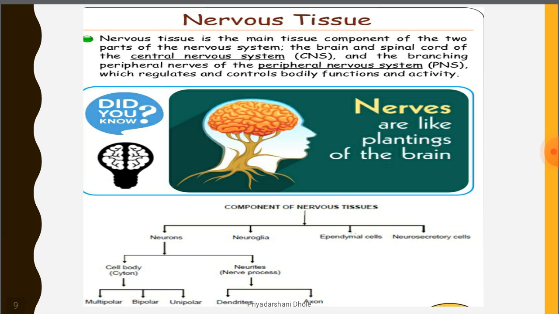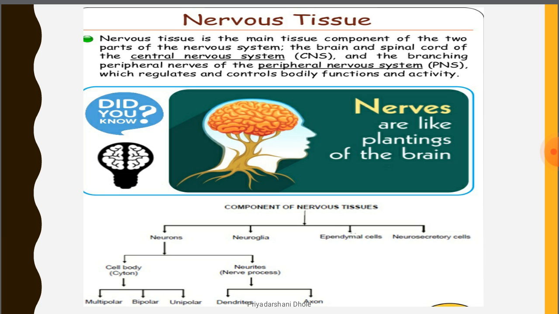The next type of tissue is nervous tissue. Nervous tissue is the main tissue component of two parts of the nervous system, the brain and the spinal cord. The brain and spinal cord combined form the central nervous system, and the branching peripheral nerves form the peripheral nervous system, which regulates and controls bodily functions and activity.